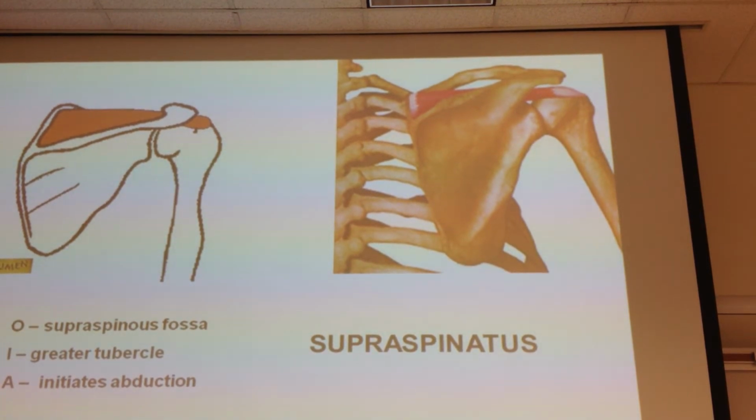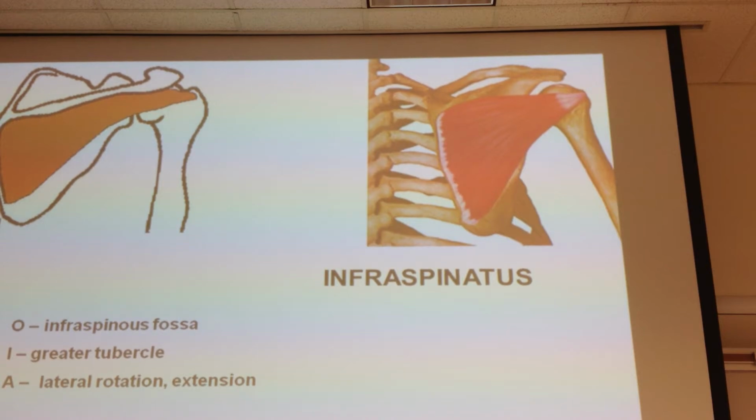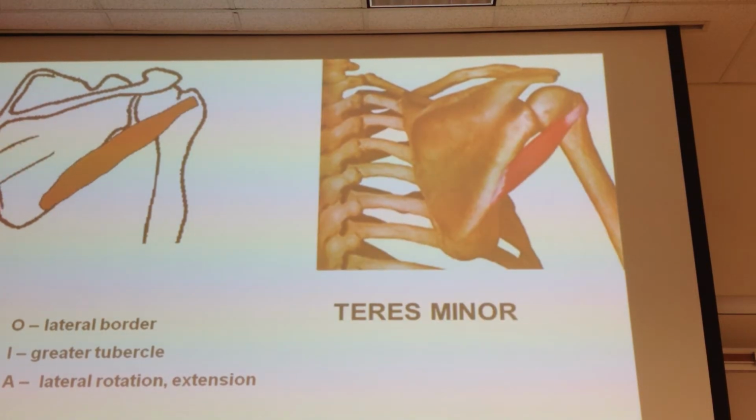So there are 4 muscles identified as rotator cuff muscles, and they form the word SITS. Starting at the top, we have supraspinatus, and then we have infraspinatus. And then inferior to infraspinatus, we have teres minor. So these are the 3 posterior muscles that form the SIT component of SITS.